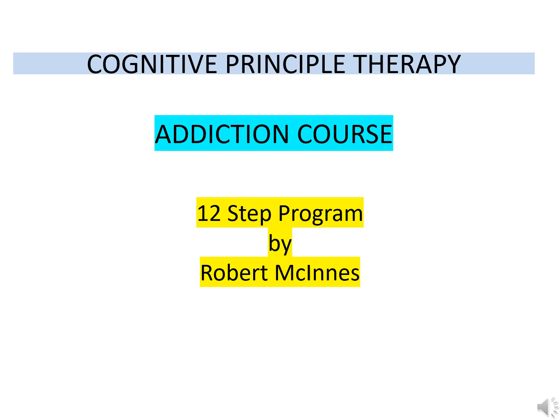First one is a craving for the object of the addiction. Secondly, a loss of control over its use or behaviour. Thirdly, continued involvement with it despite its adverse consequences. So that's what we're going to address, those three elements in this addiction course.